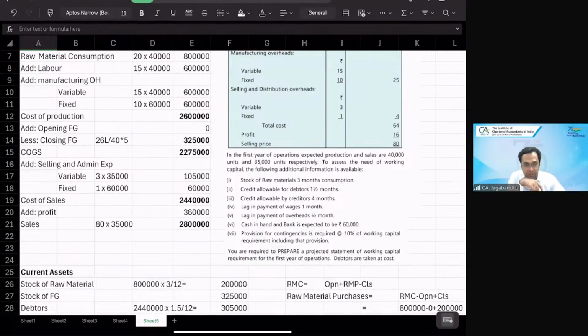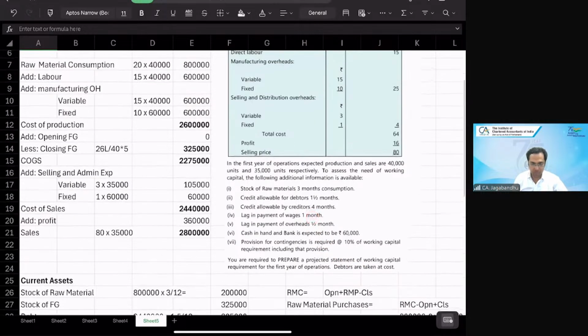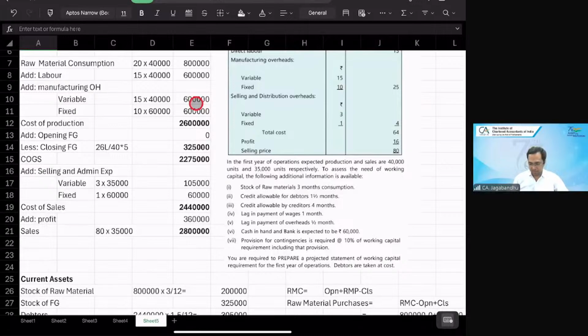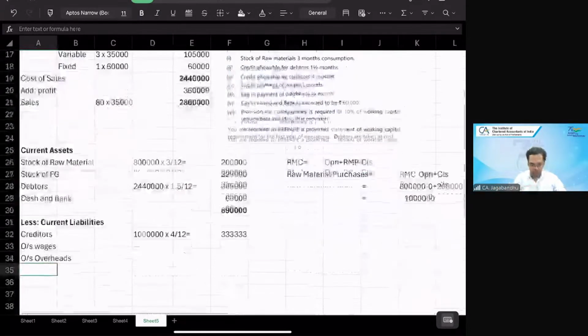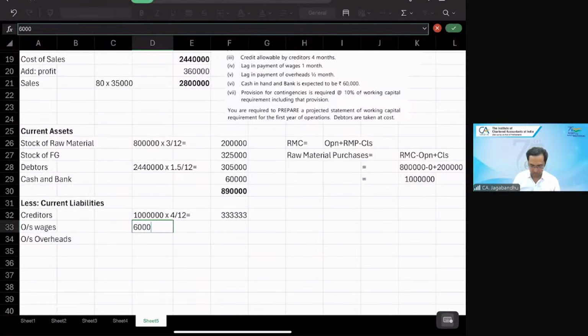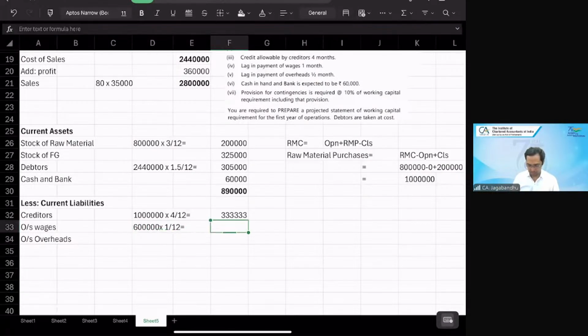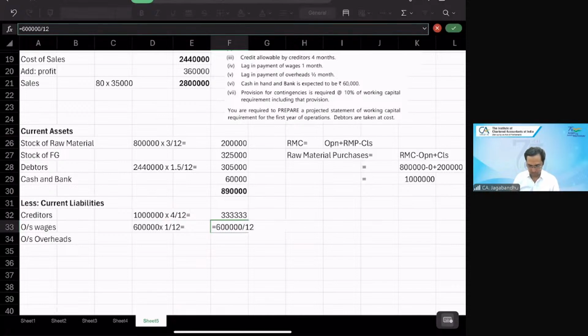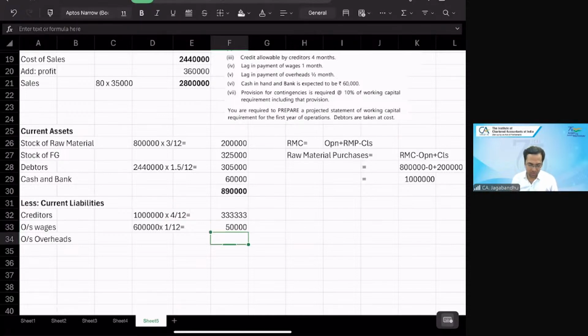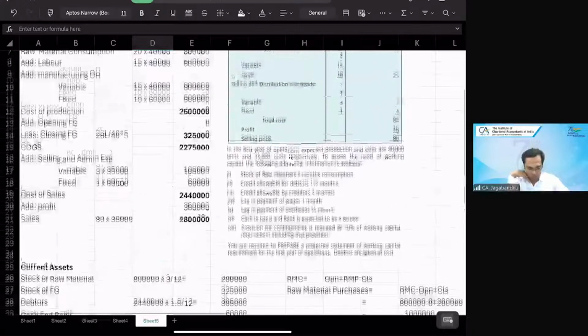When we say wages, that is going to be 6 lakh. So 6 lakh is going to be outstanding for 1 month. So that's simply going to be 6 lakh into 1 by 12. This is 50,000. Outstanding overheads.